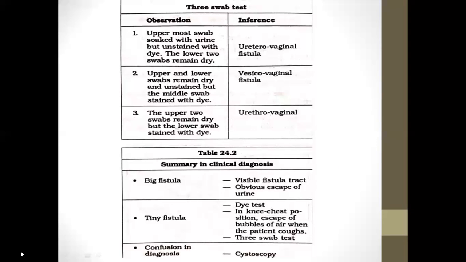Coming to the summary of clinical diagnosis: for a big fistula, there is a visible fistulous tract and obvious escape of urine. For a tiny fistula, we do a dye test in Nature's position, and there is escape of bubbles of air when the patient coughs, and we can do the 3-swab test to confirm the diagnosis. Whenever there is confusion in diagnosis, we can go ahead with cystoscopy.